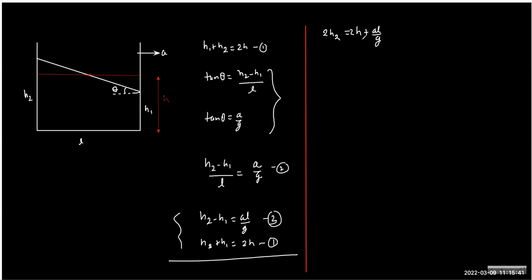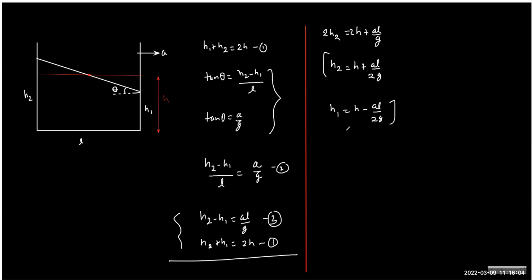If you add these two equations, what you get? 2H2 equals 2H plus AL by G. So H2 is H plus AL by 2G. And H1 will be H minus the same term, AL by 2G. Understood?